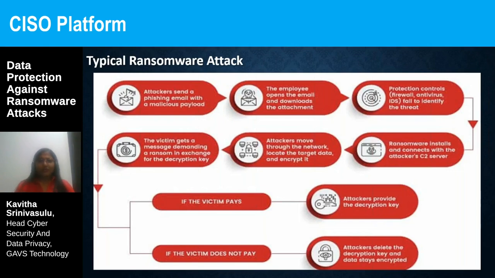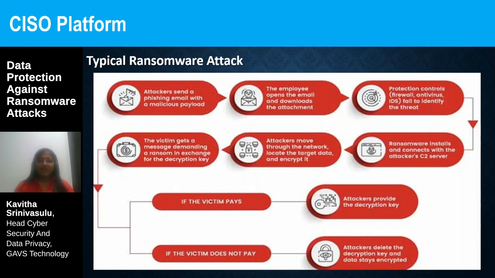So if the victim pays, the attackers release or unlock the data that they have encrypted or locked. And if you don't pay, what happens is they take the data that they have stolen and take it to the market for sale. And that is a bigger impact, because once the data is exposed and sold in the market, right from the reputation of the business to running our business will become a big challenge. So this is typically how a ransomware attack happens.